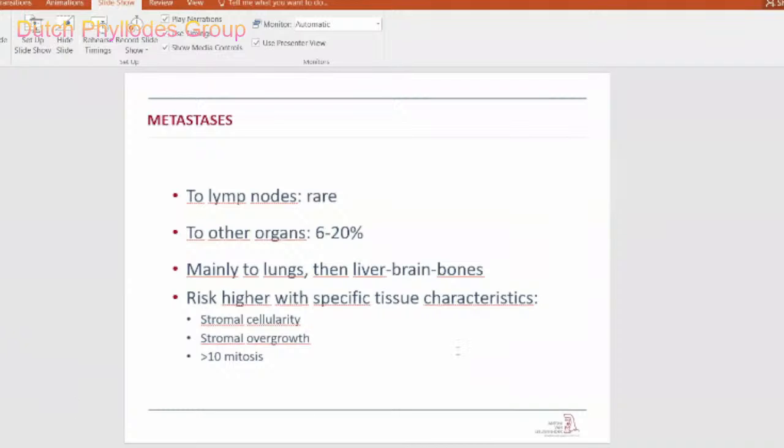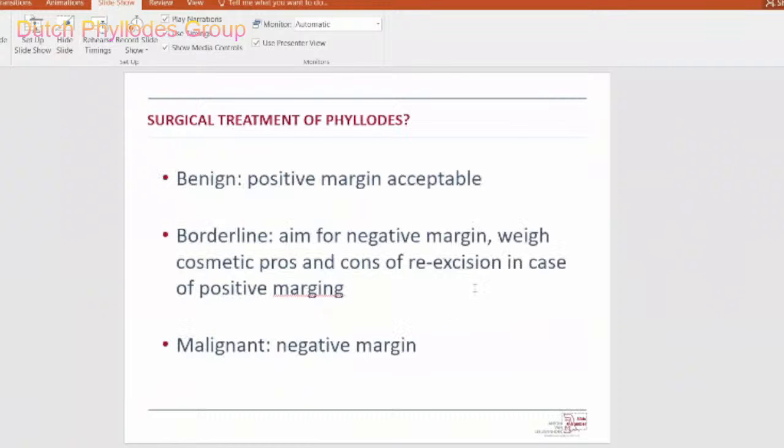If metastasized, it does not metastasize to lymph nodes, but mainly to other organs, the lungs, and then the liver, the brain, the bones, but the lungs are the most predominant target organ. The risk of metastasis is higher with the specific tissue characteristics that can be identified within the malignant phyllodes tumors. Those are the factors that Elise has already mentioned, but even within the group of malignant phyllodes, these characteristics are of influence on the recurrence risk.